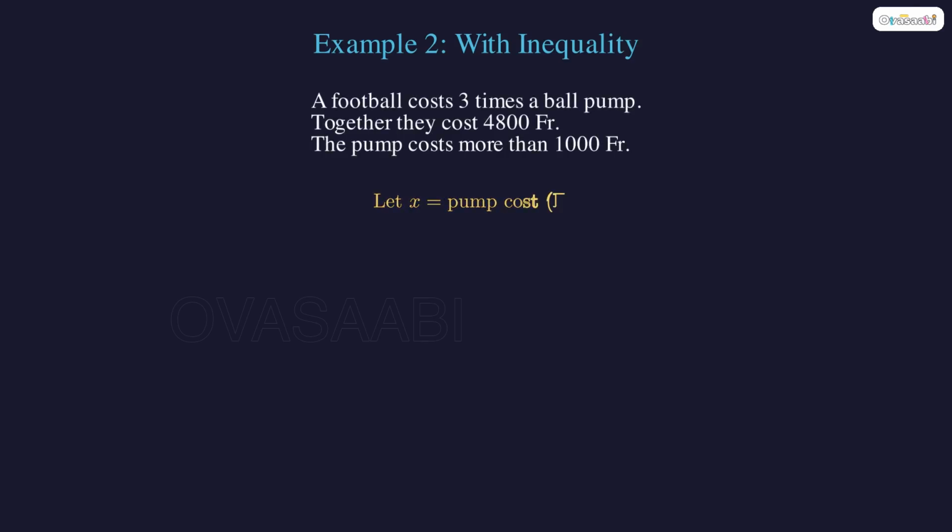Example 2 with an inequality. A football costs 3 times a ball pump. Together they cost 4,800 francs. The pump costs more than 1,000 francs. Find possible prices.